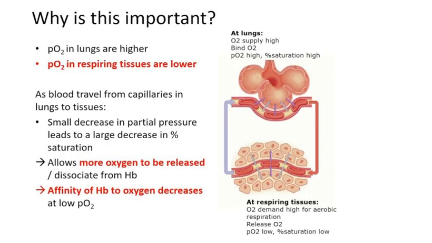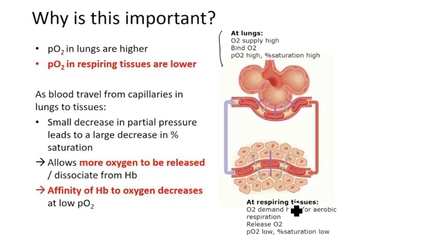So here we have the lungs. Here at the lungs, O2 supply is high. Binding of O2 is also high. PO2 is high, that is, oxygen pressure is high. Percentage saturation is also high. So everything is high at this point because this place is the lungs.